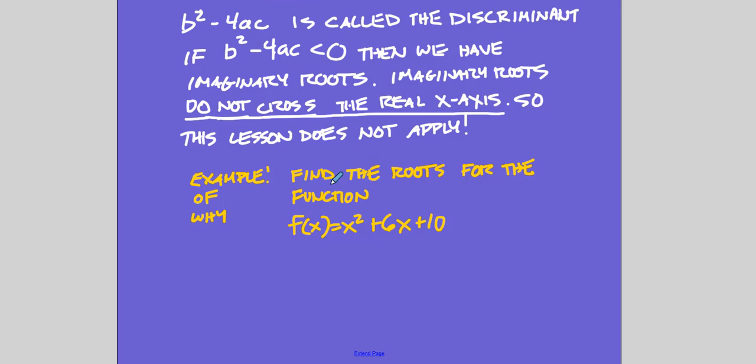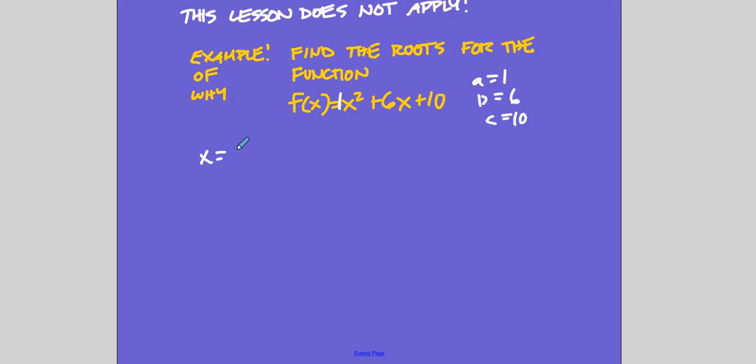So suppose we have the quadratic function f of x equals x squared plus 6x plus 10. So in this case you could put a 1 there. So a is 1, b is 6, c is 10. So now let's apply the quadratic formula, which is x equals negative b plus or minus the square root of b squared minus 4ac all over 2a.